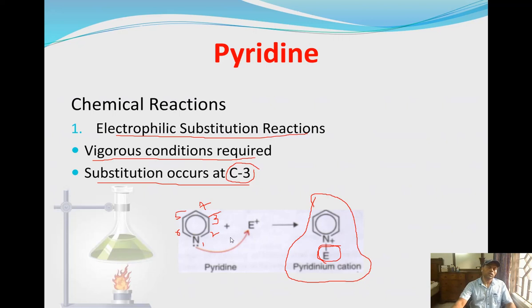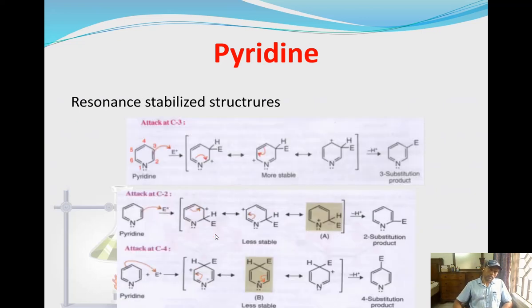Now we will see why substitution is going to take place at carbon 3. Why not at carbon 2 or carbon 4? The similar ones are C5 and C6. So the substitution reaction is not going to take place at carbon 2 or carbon 4. It is going to take place at carbon 3. Let us see why that is.